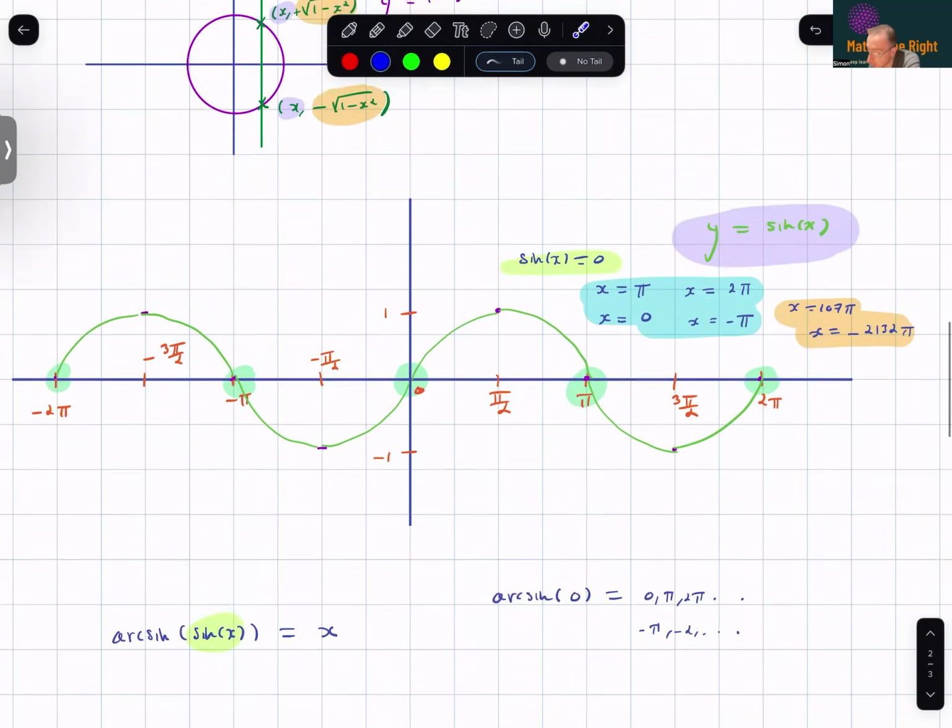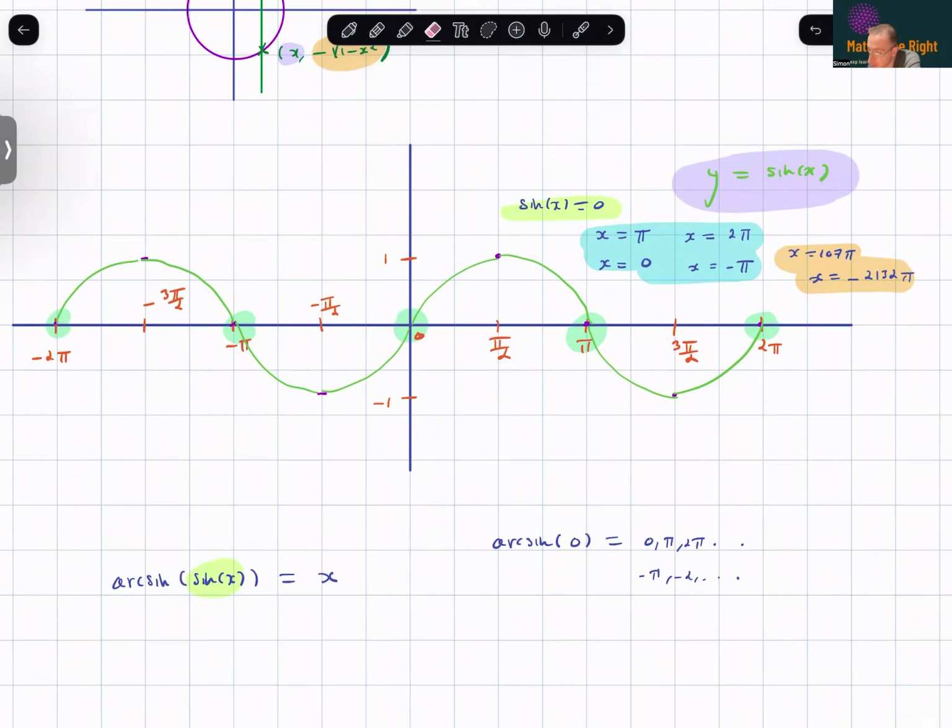With the sine function, what are we going to do? We are going to pick the bit in the middle here. We are going to pick this piece. And let me put this back in just to see why we're picking this piece. We are going to pick the piece from negative pi over 2 to pi over 2. We're picking this bit here, right?